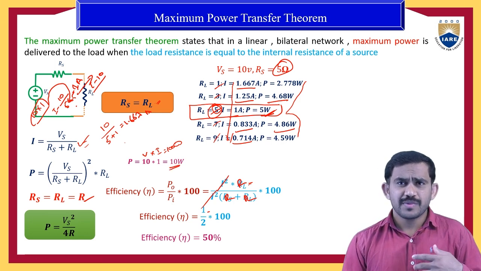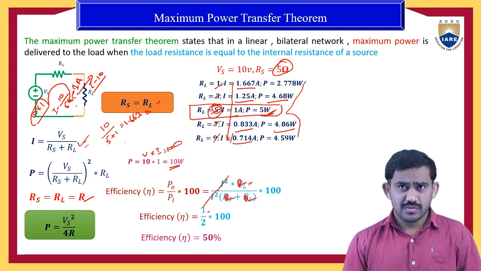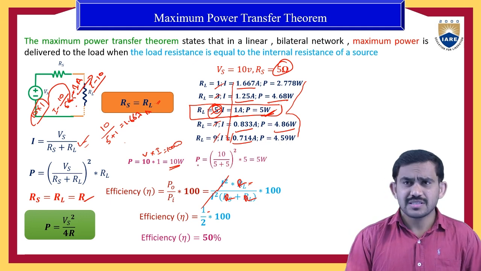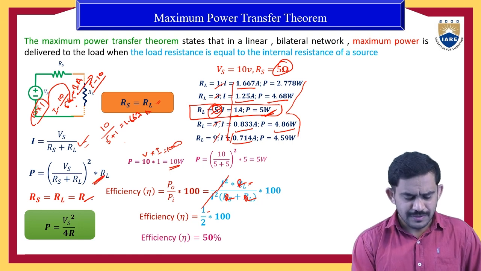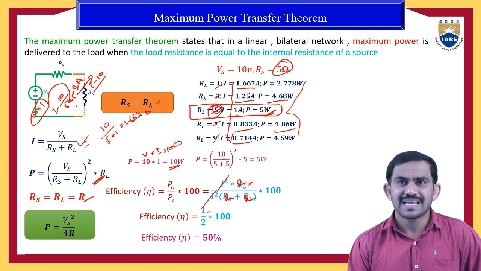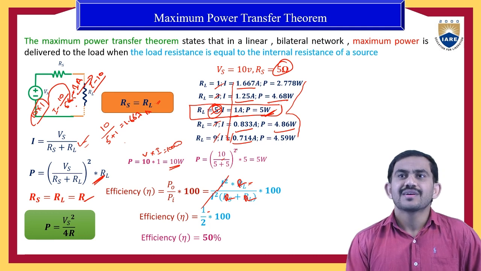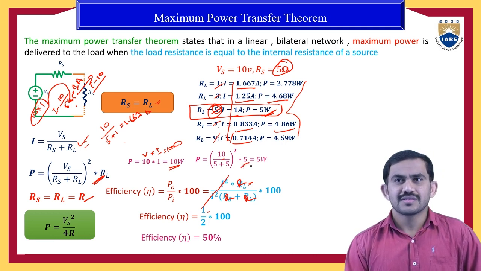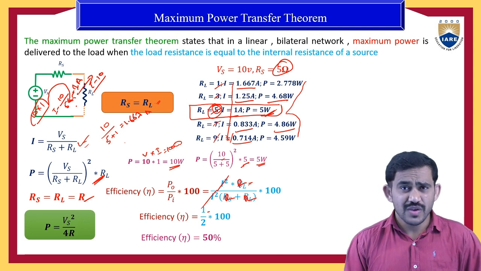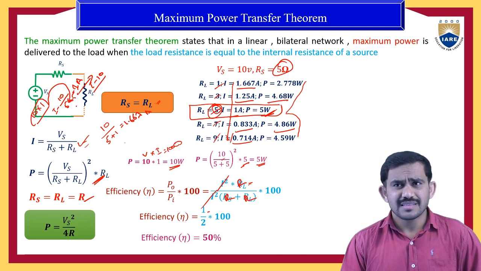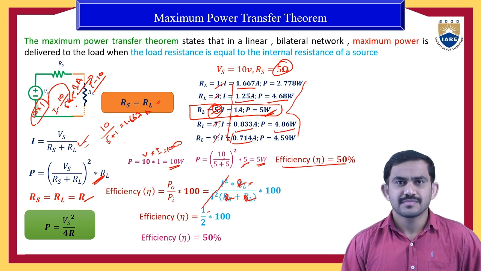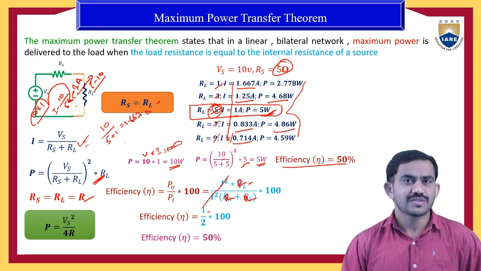Output power depends upon your load resistor. Now your load resistance and source resistance are both the same. Just substitute those values in this equation. Vs is 10 by (RS plus RL), both are 5, squared, into your RL value. Then we get 5 watts. So how much efficiency do we have? 5 by 10. That means we are getting 50% efficiency using the maximum power transfer theorem.